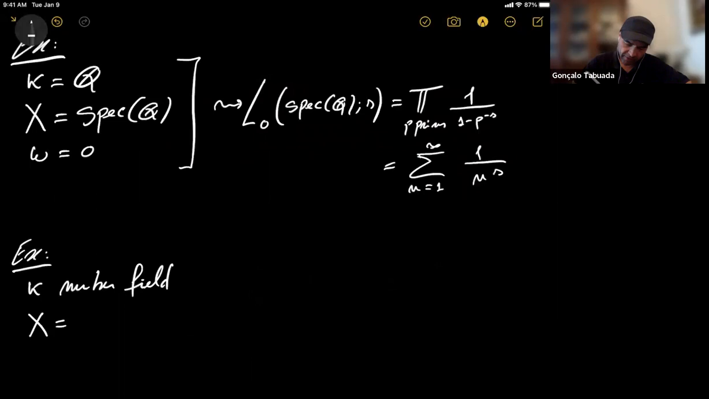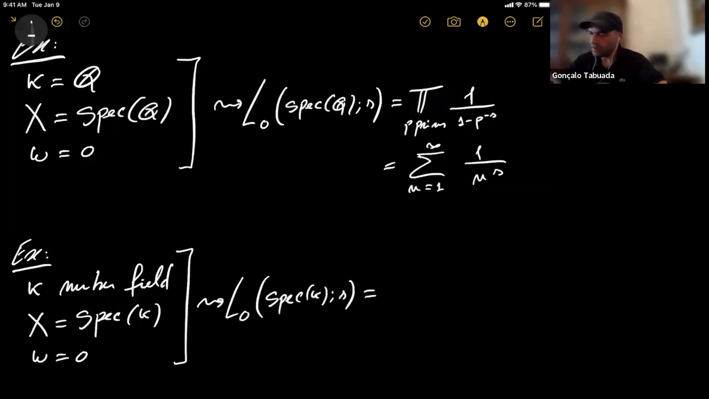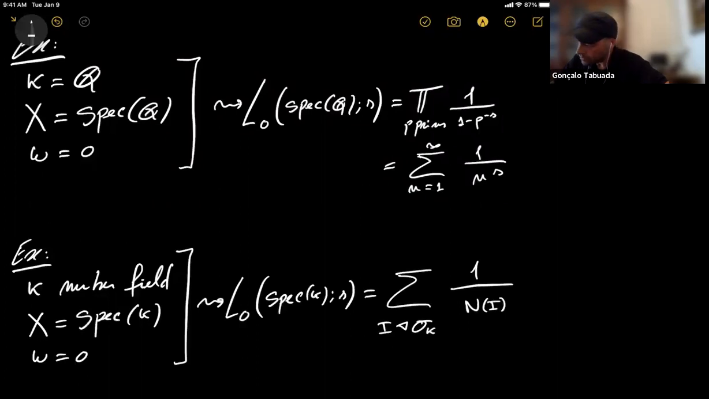And again, you take for x the simplest thing, the spec of your number field, and the weight, the only possibility is 0. Here, the L function that you get in this case is the classical Dedekind zeta function, where you take the sum over all ideals inside the ring of integers of your number field, and you take 1 over the norm of your ideal. And this is sometimes called the extended Riemann hypothesis in this particular case of number fields.